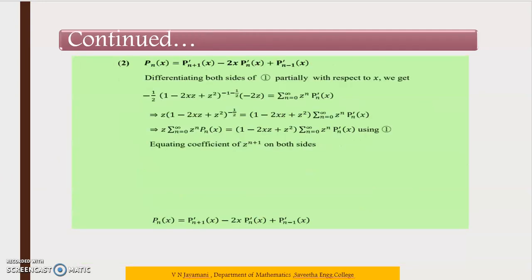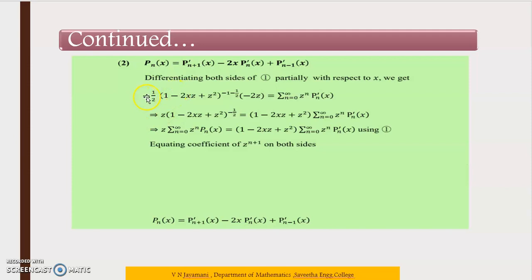Next we go for the second relation: Pn(x) is equal to P'n+1(x) minus 2x P'n(x) plus P'n-1(x). Now we know the generating function. Differentiating the generating function on both sides, we get the result like this. Here we are differentiating with respect to x. In the previous relation we differentiated with respect to z, but here we are differentiating with respect to x.